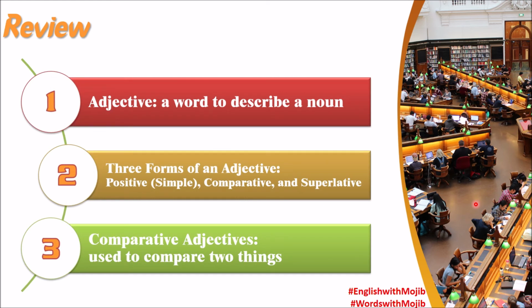Okay, let's review what we have done. Adjective, a word to describe a noun. There are 3 forms of an adjective: positive or simple, used for one noun or one item; comparative, used for 2 nouns or 2 items; and superlative, used for 3 or more nouns or items. Comparative adjectives are used to compare two things.